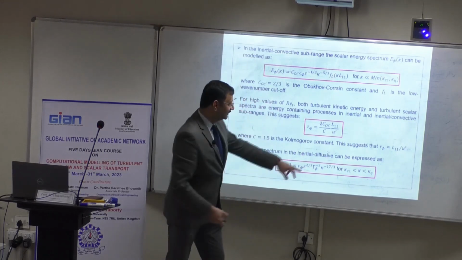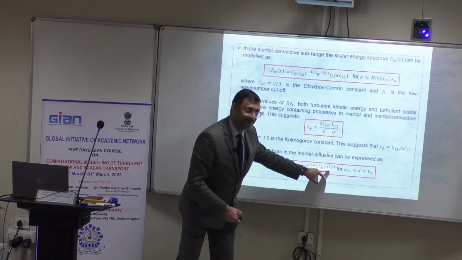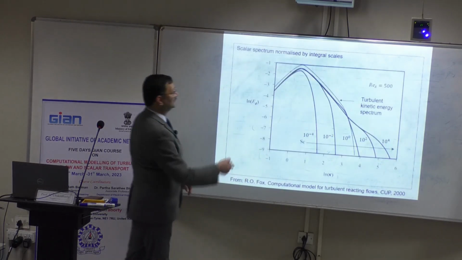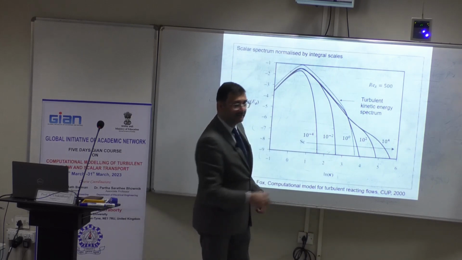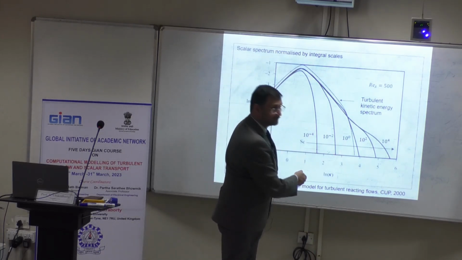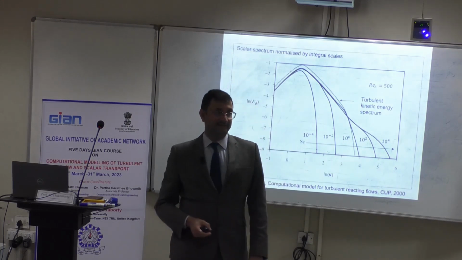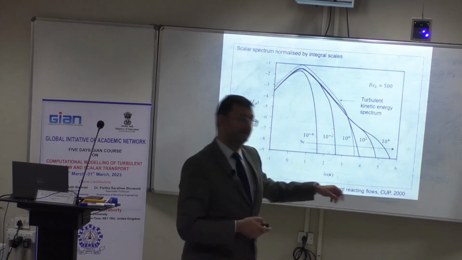Given by this, see that the exponent has changed significantly. That's why you are seeing this rapid decay. Until now it was minus 5/3. Now, in this region, it has become minus 17/3. That's why much more rapidly it is coming down.